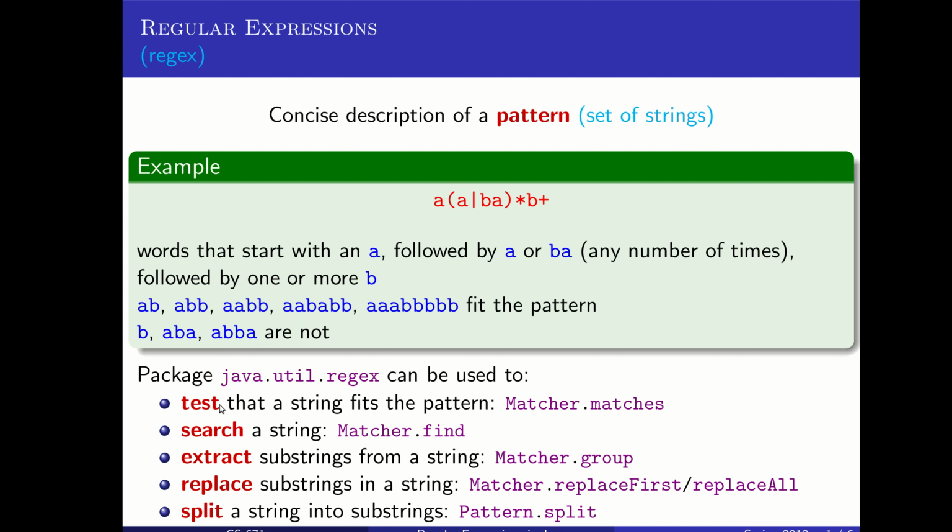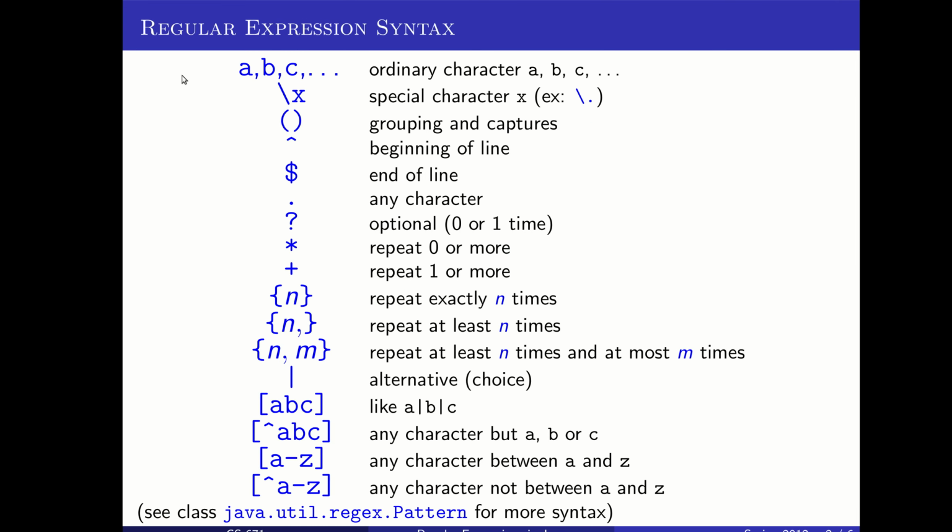So we can test that a string fits a particular pattern by calling matcher.matches. We can search a string using matcher.find. We can extract substrings from a string using what are called groups. That's where we put parentheses around things. We can replace substrings using a regular expression. So find the thing that has a number in it and replace that number with something. And we can split a string using regular expressions. And we'll see some more examples of all of these.